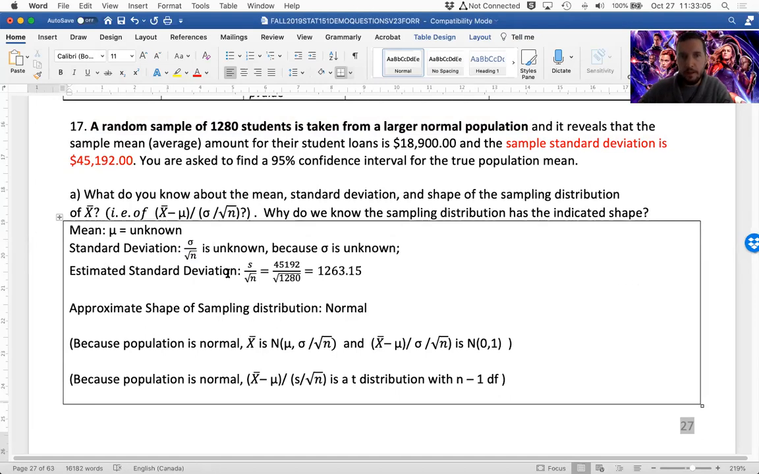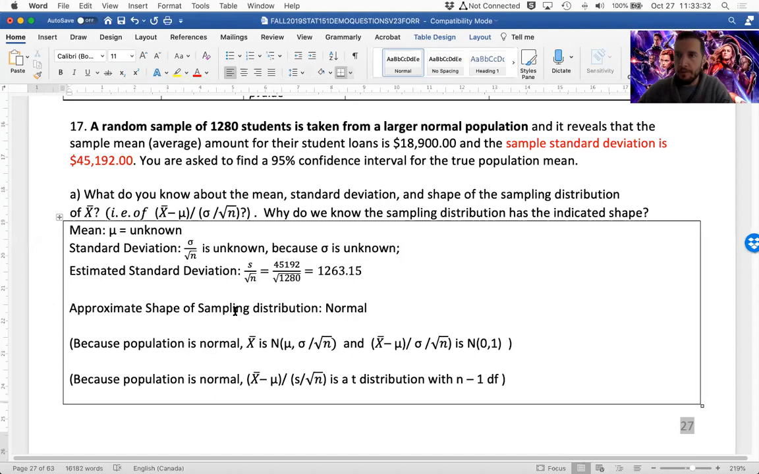What is the estimated standard deviation of X bar? This is going to be little s over the square root of n, where little s replaces sigma. So 45,192 over the square root of 1,280 is 1,263.15. So we have an estimate of the standard deviation of X bar, but we do not know the actual standard deviation of X bar.